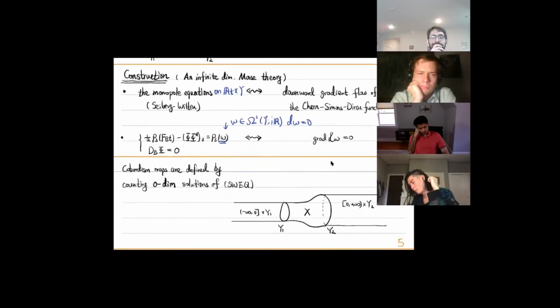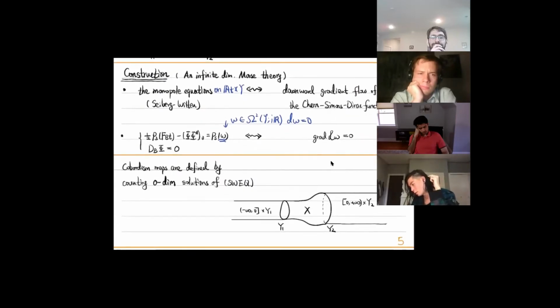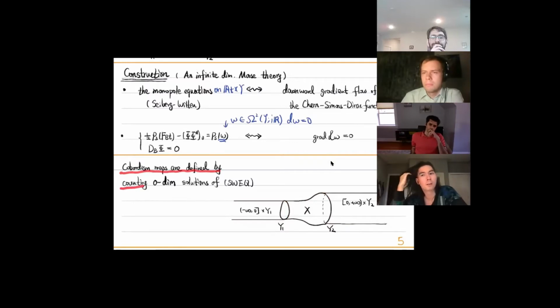And when it comes to the cobordism maps, we have to work with a slightly different Floer manifold. So we start with a Floer manifold cobordism from Y1 to Y2. We attach a cylindrical end to the incoming boundary and another cylindrical end to the outgoing boundary to obtain a complete Riemannian Floer manifold. Then cobordism maps are defined by counting zero-dimensional solutions of the Seiberg-Witten equations on this space.